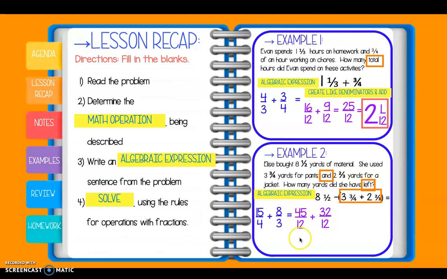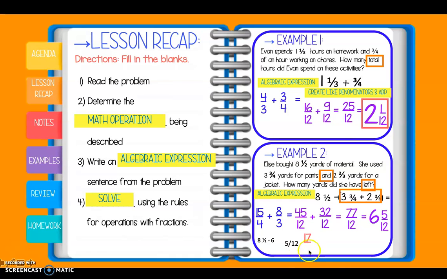That gives me 32/12. Now we have common denominators, so I can just add the numerators. So 45 plus 32 gives me 77, and we keep our denominator of 12. Okay, we have our improper fraction here, 77/12, and we're going to turn that into a mixed number. 12 goes into 77 6 whole times, with 5/12 remaining. So when I added these two together, 3 3/4 plus 2 2/3, I got 6 5/12. So now I have to take 8.5 and subtract 6 5/12. So that's my next problem.